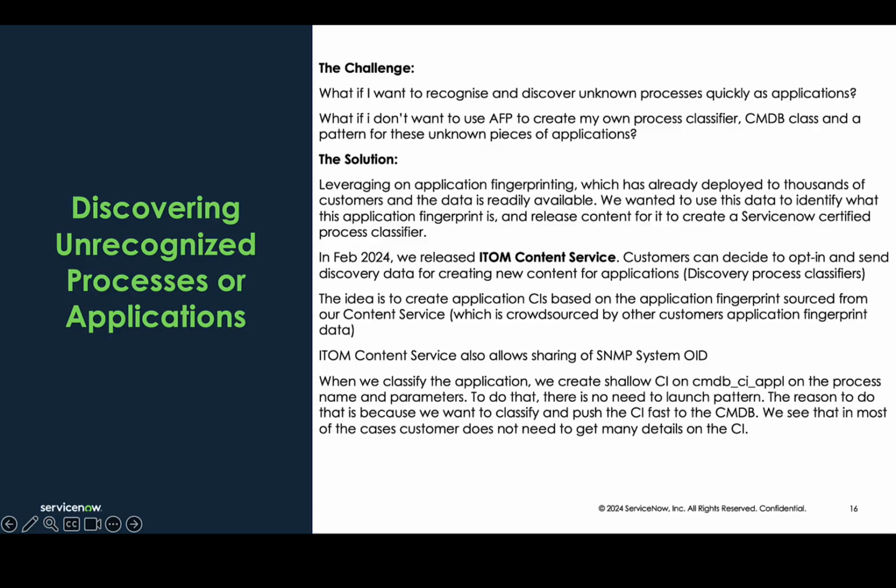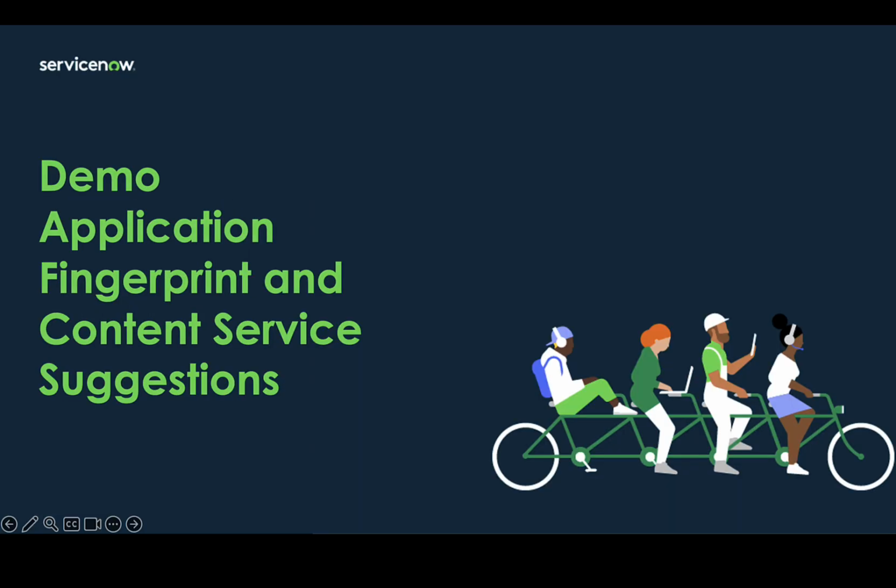So behind the scenes, when we classify the application, we create shallow CIs on the CMDB CI app class based on the process name and parameters. To do that, there is no need to launch a horizontal discovery pattern. The reason is that we want to classify and push the CI files to the CMDB. We see that in most cases, customers do not need many details on the CI. Let's move on to look at a demo.